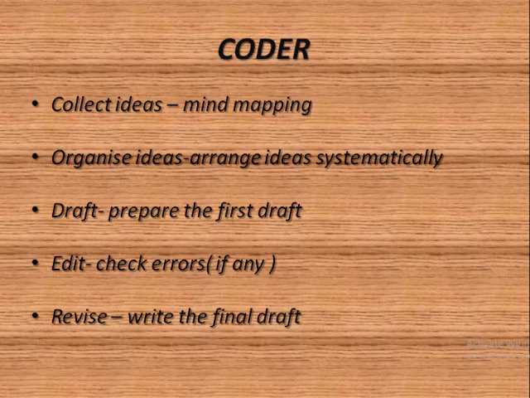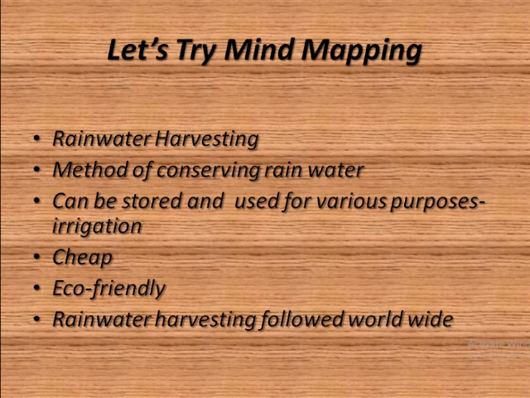And after you have written the first draft, you have thought of it all over again and you have redrafted it, it is called the revision stage. Then your article would be complete in all respects. Fine. So let's actually do some mind mapping, and we'll have to think of a topic for it first.